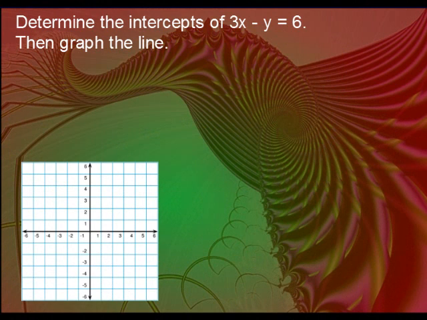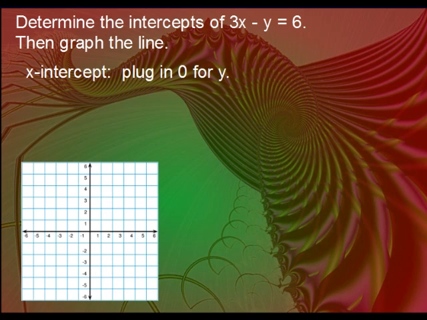Okay, for this one, we're going to graph a line, only we're going to use the intercepts to do it. Now, if you're going to be graphing using intercepts, that means if you want the x-intercept, you simply take 0 and you plug it in for y. So that's what we're going to do.